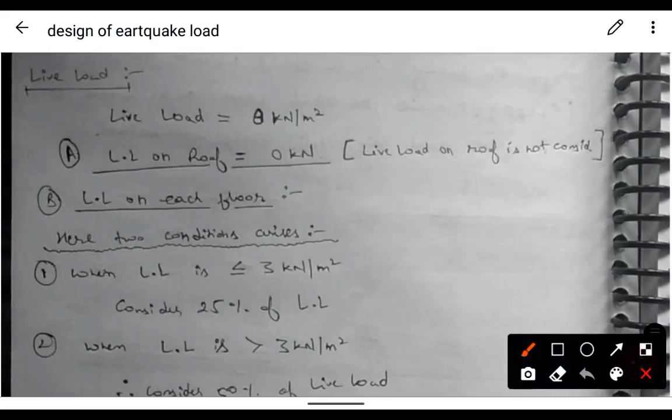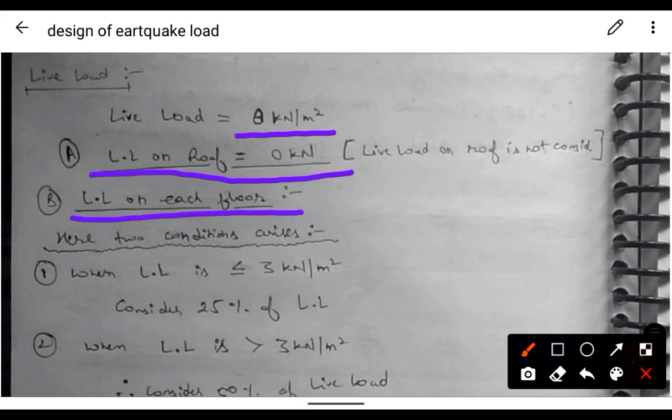Now talking about the live load, it is given to us that it is 8 kilonewton per meter square. For the live load on roof, the imposed load on roof is 0 kilonewton. I am going to show you in the code why we do not consider a live load on the roof. But the second point is live load on each floor. That was the roof, and now we are calculating the live load on each floor.